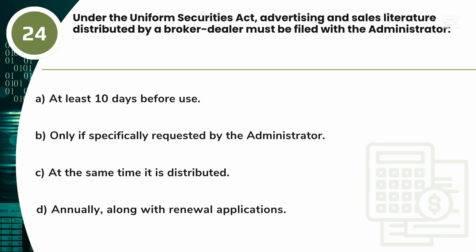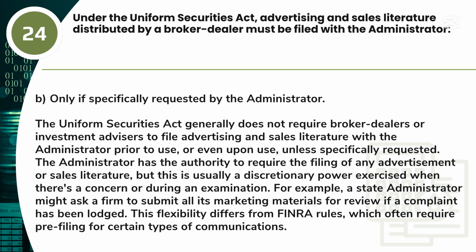Question 24. Under the Uniform Securities Act, advertising and sales literature distributed by a broker-dealer must be filed with the administrator: A. At least 10 days before use. B. Only if specifically requested by the administrator. C. At the same time it is distributed. D. Annually, along with renewal applications. Answer: B. Only if specifically requested by the administrator.